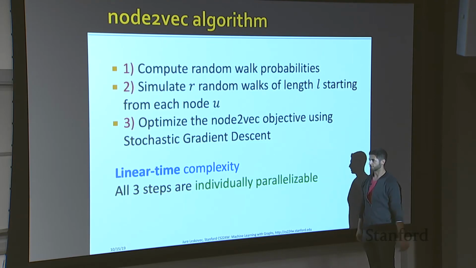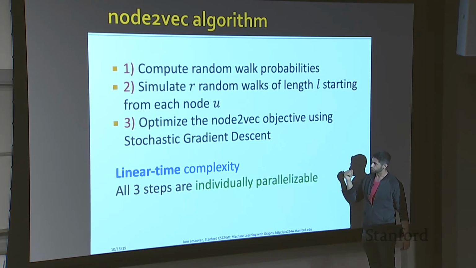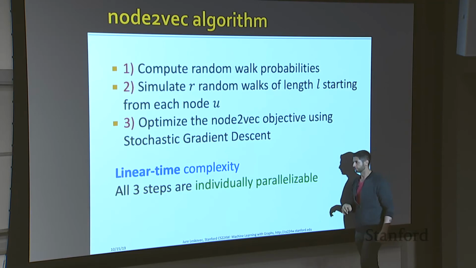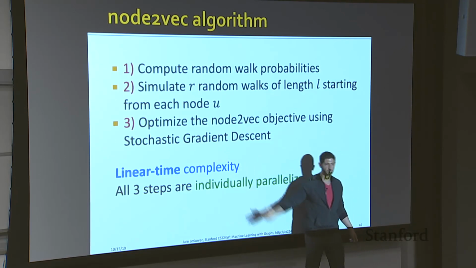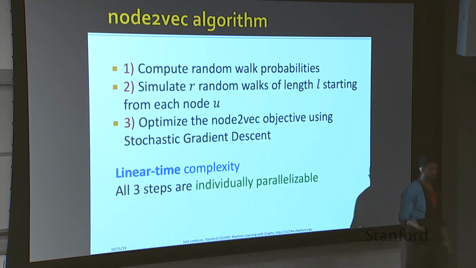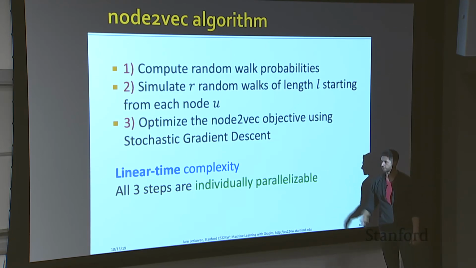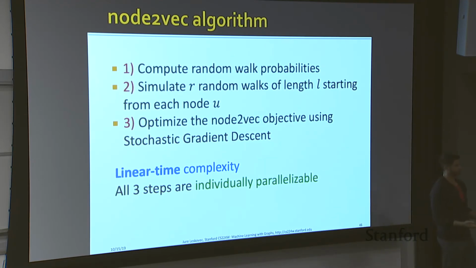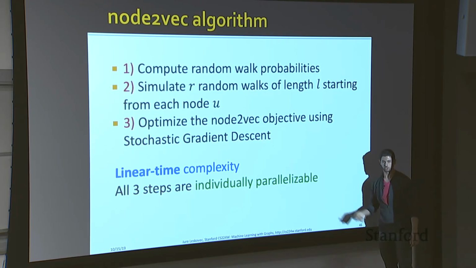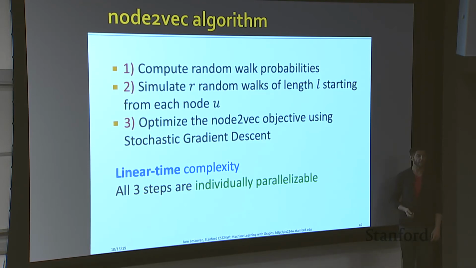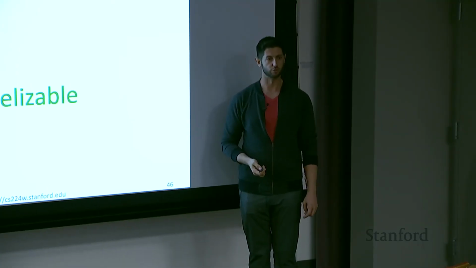We're optimizing the same objective function through stochastic gradient descent. The two good news in terms of efficiency are the following. First of all, this is still linear time in terms of complexity, because we just changed slightly the behavior of the random walk, but everything else in the optimization problem is exactly the same. Also, these three steps can be parallelized individually, so one can come up with a very fast implementation of node2vec. Any questions, or shall we jump to the next example?